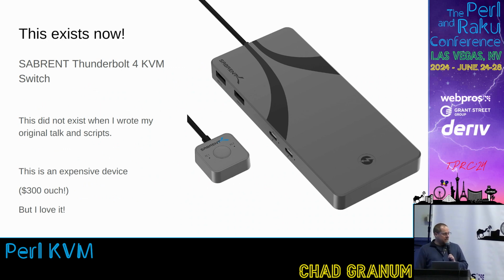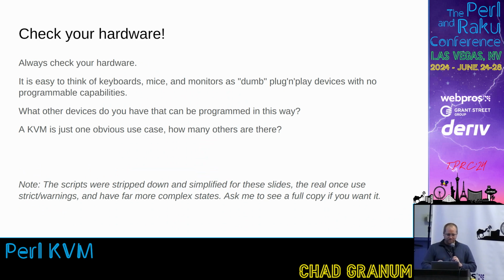Of course, last year when I gave this talk, this didn't exist. Now it does. It is a Thunderbolt 4 KVM switch. Plug a Thunderbolt cable into each of the computers and one button switch to switch between them. I love this thing. Everything about this thing except for the price. The price hurts. It's $300. But it is the first of its kind. It's the only one in existence as of me double-checking this a month ago. And I really hope they make more because it is a beautiful machine.